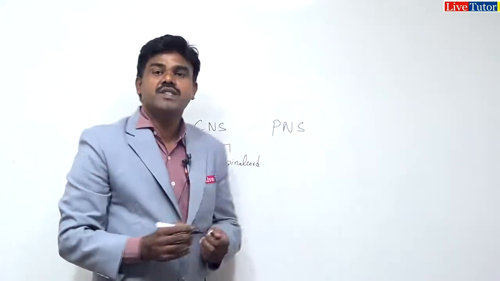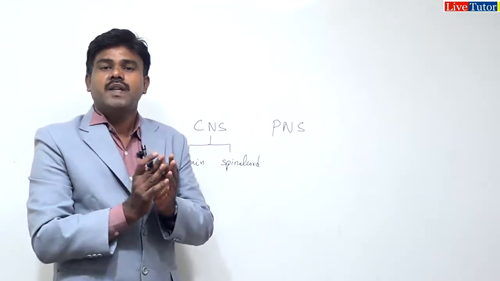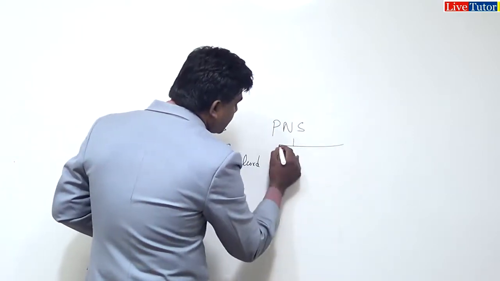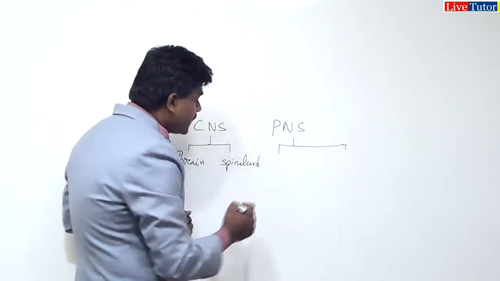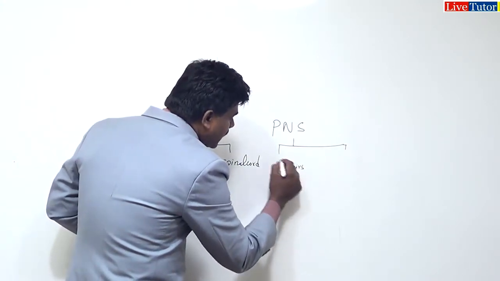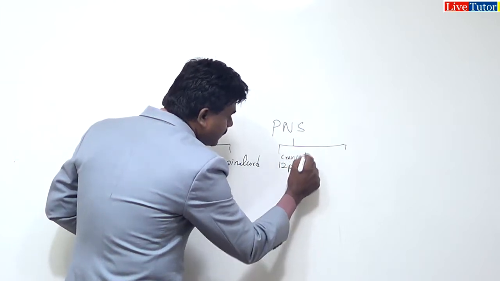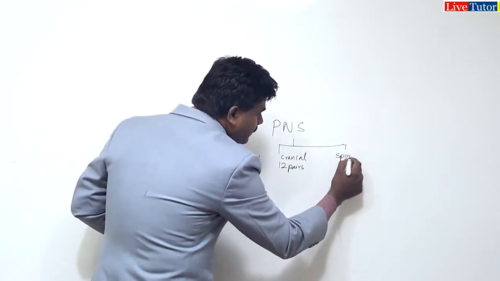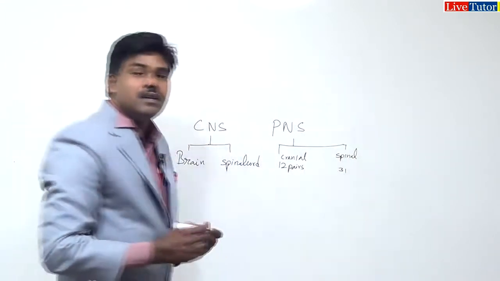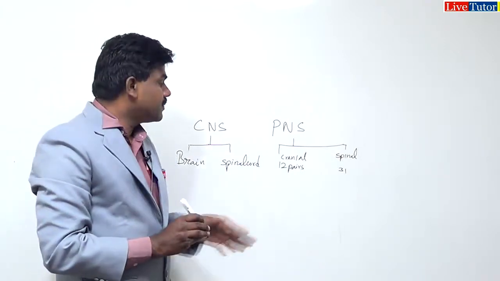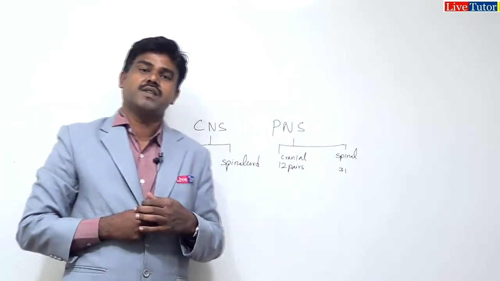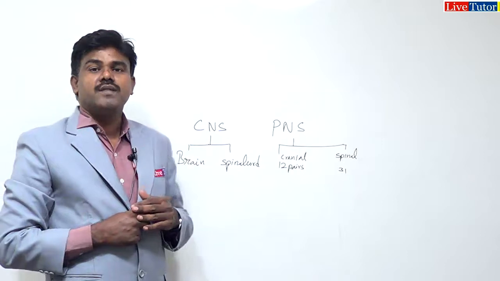The peripheral nervous system consists of nerves from the brain called cranial nerves, and spinal nerves. The cranial nerves number 12 pairs, and the spinal nerves are 31 pairs. So 12 pairs of cranial nerves and 31 pairs of spinal nerves make the peripheral nervous system. First we will talk about the central nervous system.